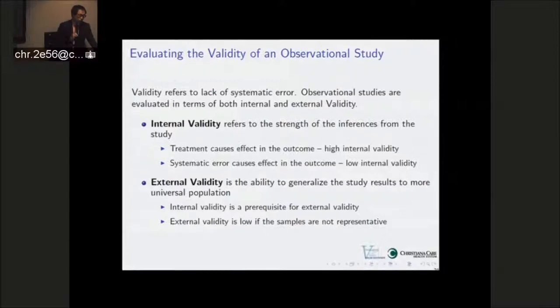So usually internal validity is a prerequisite for external validity. A good estimation or a good model for the result is a prerequisite for external validity. Also, external validity can be very low because the sample size is very small, or the sample is not that representative, focusing just on this local data, so the result cannot be interpreted for other data.